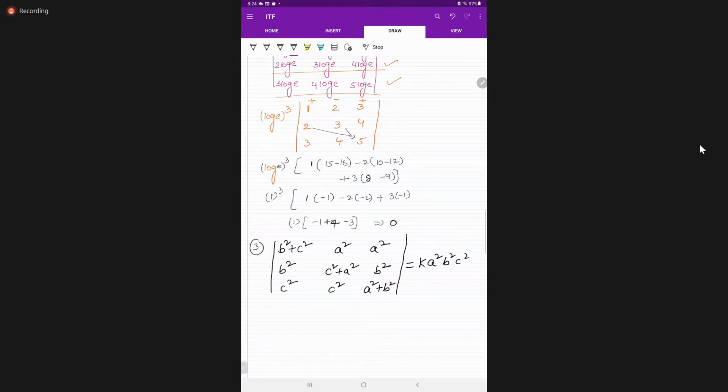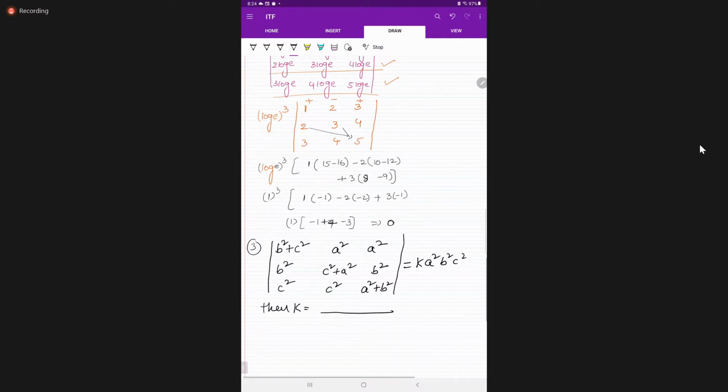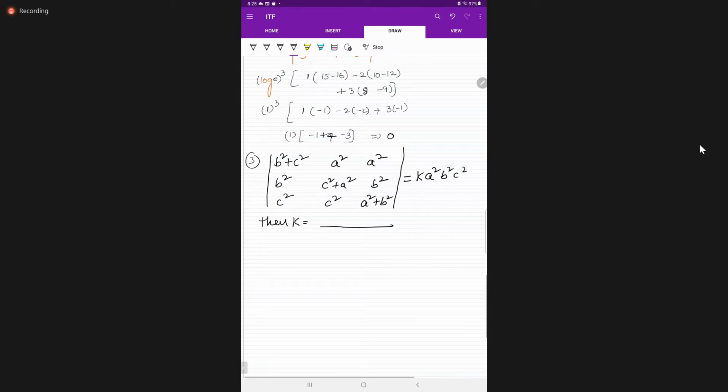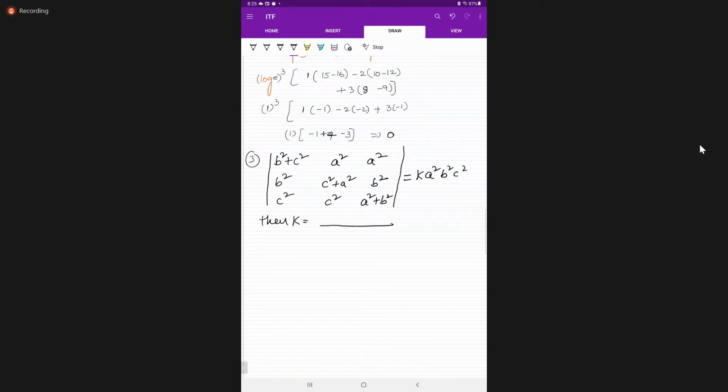Then k is equal to what, students? For this type of questions, if you expand this one also, it is a lengthy process. In competitive exams, just take verification. Take a is equal to 1, your wish, you can take any values: b is equal to 1 and c is equal to 2. You can substitute any values. I'm taking a is 1, b is 1, c is 2. Substitute there and tell me the answer.